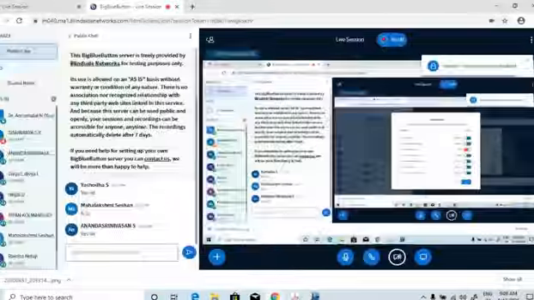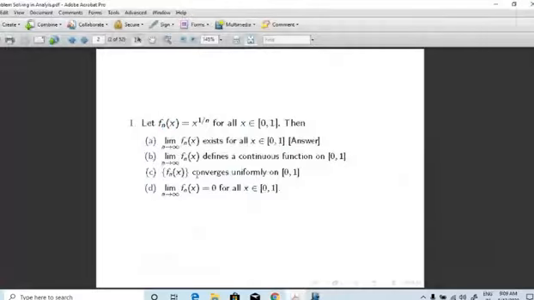Now look at the options. Look at the first option: limit as n goes to infinity of f_n of x exists for all x. Yes, it is true, because for each value of x the sequence f_n of x converges. Therefore, this limit exists, and the first one is a correct option.